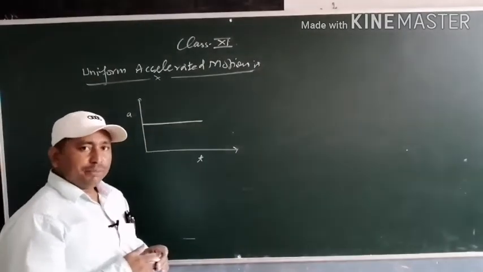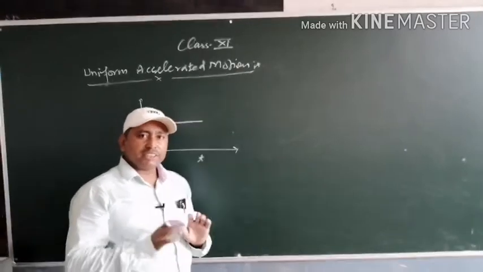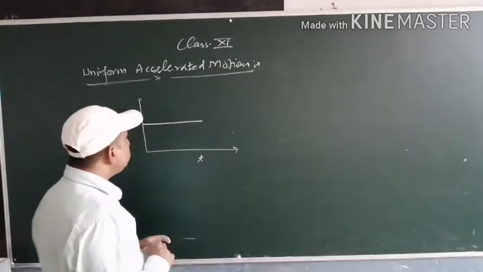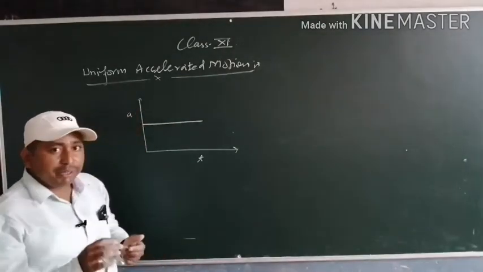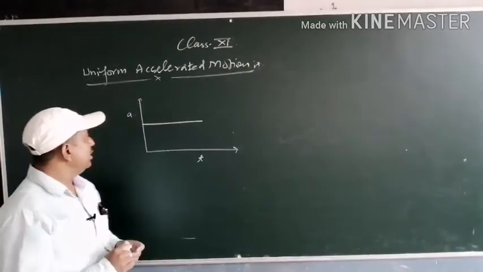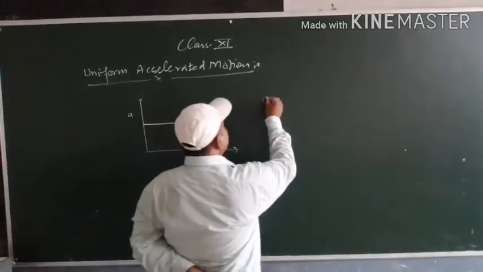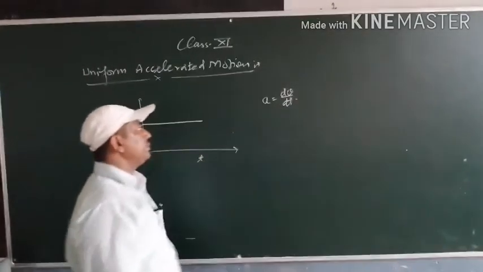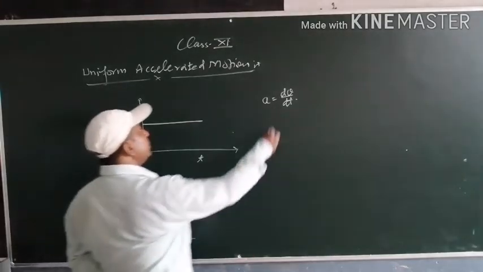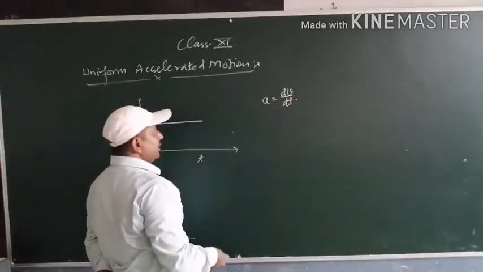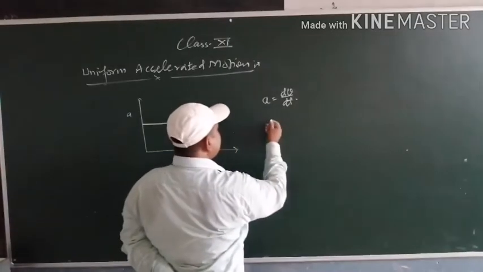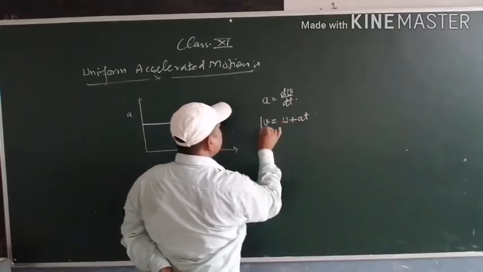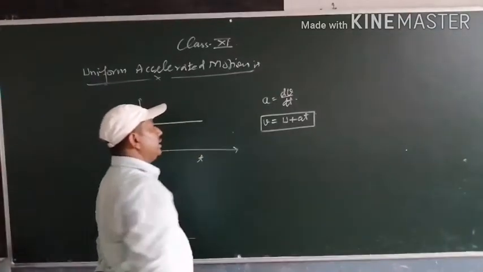In uniform accelerated motion, the speed of the object continuously increases with respect to time, but at a constant rate. That constant rate of increment in the velocity is known as the acceleration, which can be expressed as dv by dt. It means the rate of change of velocity of the object with respect to time. And by integrating it, we easily get the value of v, that is v equals u plus at. This is the first equation of kinematics.